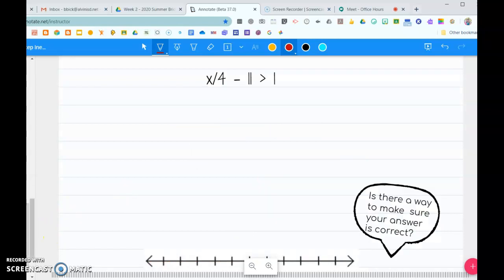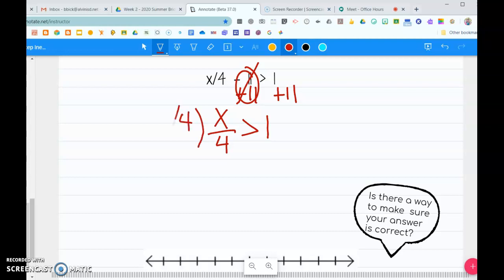The last one is x divided by 4 minus 11 is greater than 1. I'm going to start by getting rid of that constant, the negative 11. The inverse of negative 11 is positive 11. So I'm going to add 11 to both sides. This creates a 0 pair. Then I'm left with x divided by 4 on the left is greater than 1. If x is being divided by 4, the inverse of that would be to multiply by 4.